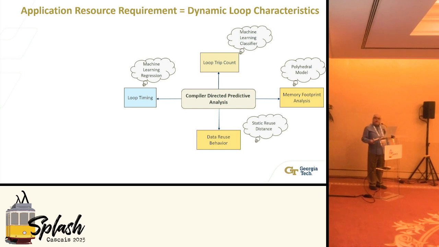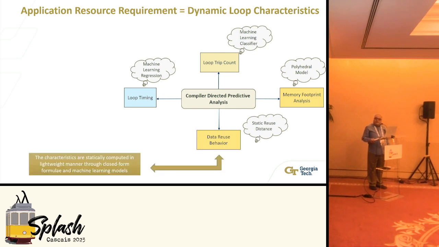We leverage the polyhedral model and enhance it by using predicted loop trip counts to find out the memory footprints, which is not possible for many loops currently, given their unanalyzability because of trip count non-determination. Then we use reuse distance, which is again used for deciding the data reuse behavior in the caches. So all this happens through static analysis.